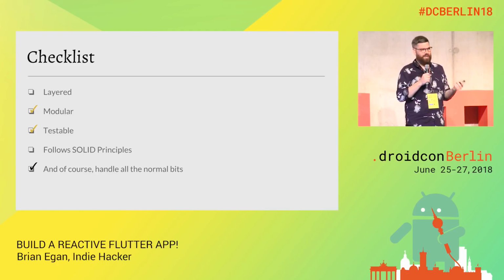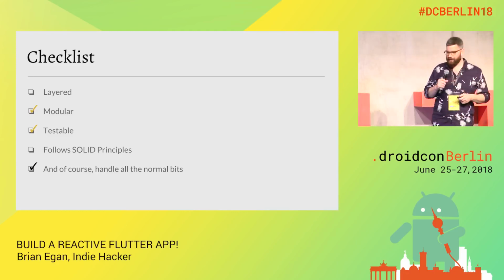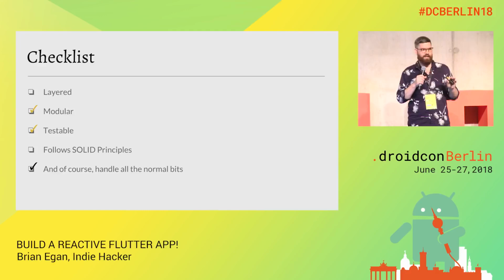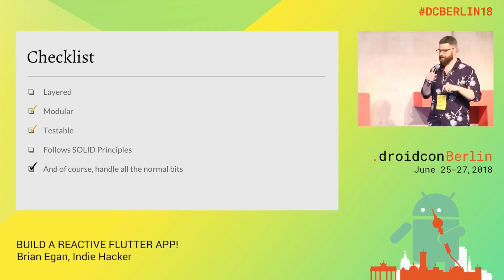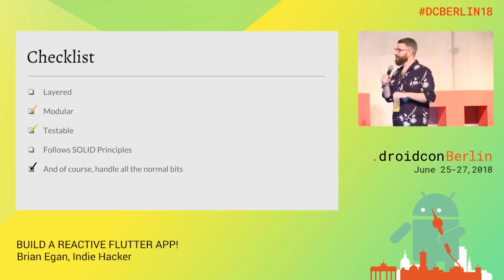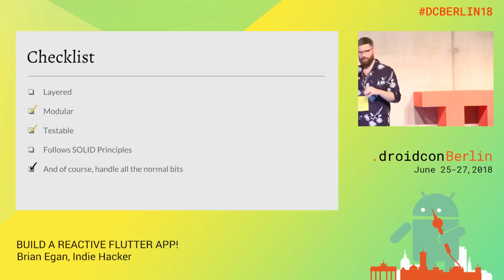So if we return to our architectural goals checklist, I think it's pretty clear that we're not layering stuff very well here. We're putting UI logic, and the actual state that this class needs, all in one place. It could be considered modular.